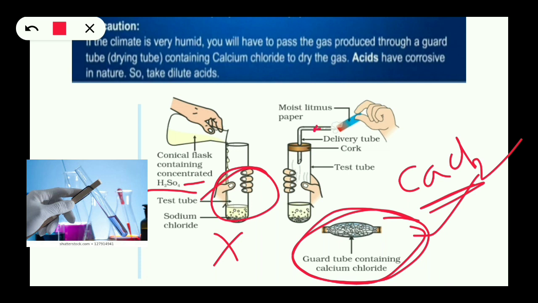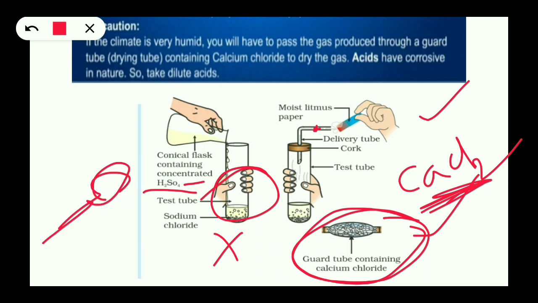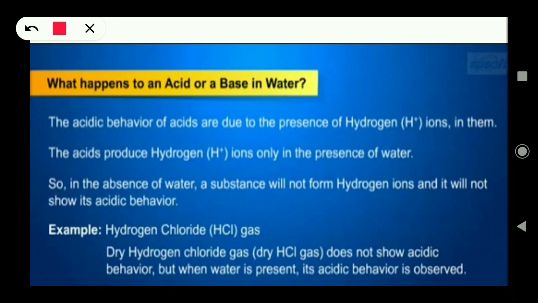So while you arrange this near the delivery tube, this calcium chloride absorbs all the moisture and it will give you a correct, accurate result. Understood? Okay. So finally, let us see the result.